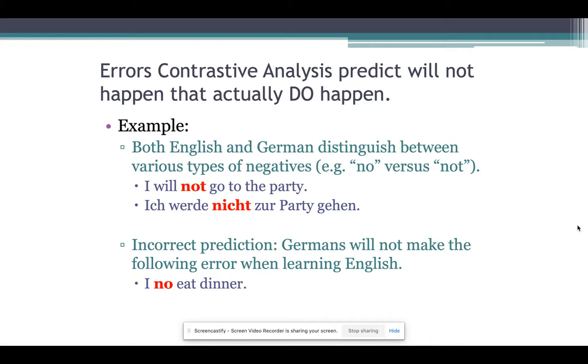They should not be making sentences like, I no eat dinner. But Peinemann's research found that they did. Just like the Spanish speakers, they would go through a stage where they said, I no eat dinner instead of I didn't eat dinner or I have not eaten dinner. So, the Germans, admittedly, did pass through this stage much, much faster than the Spanish speakers did. But the fact remains, according to CAH, this error should not happen, but it does.